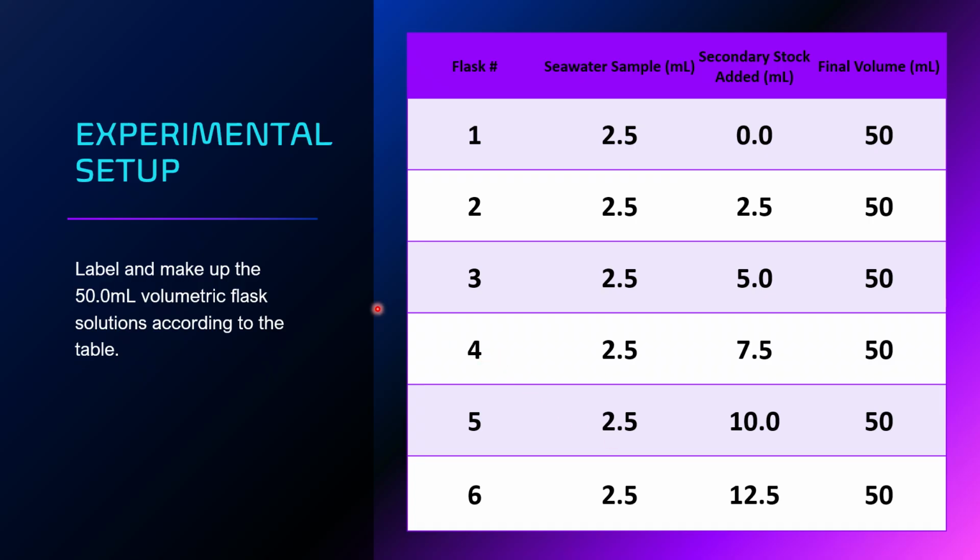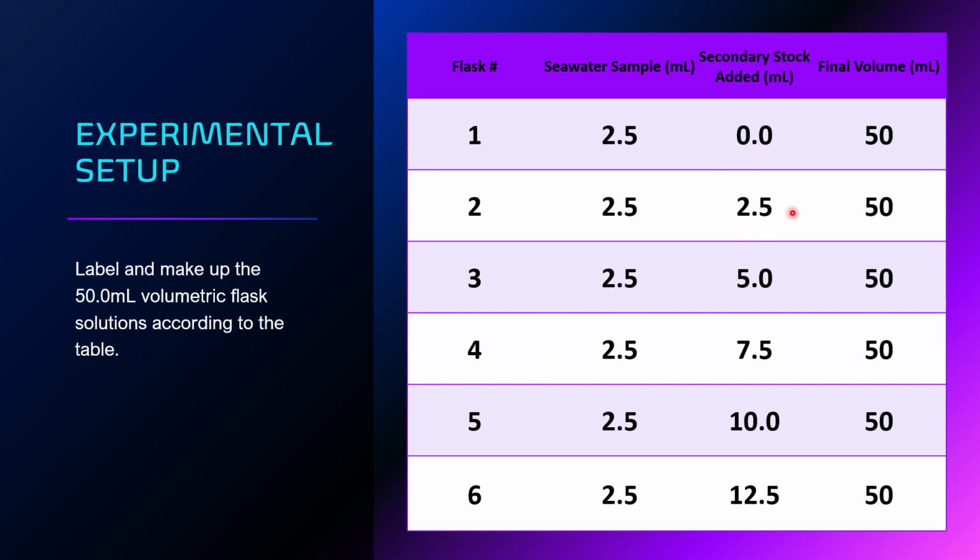So this is the experimental setup that you will be doing. You will be having 6 volumetric flasks, each of 50 ml. The seawater sample will be given to you and you need to add 2.5 ml of seawater sample into all flasks using pipette. And then by calculating with the dilution formula, you need to develop certain concentration of your secondary standard. In flask 1 you need to make 0 ppm potassium.